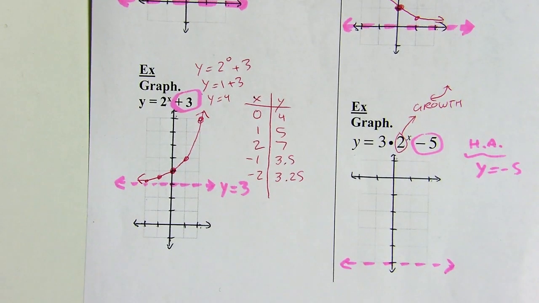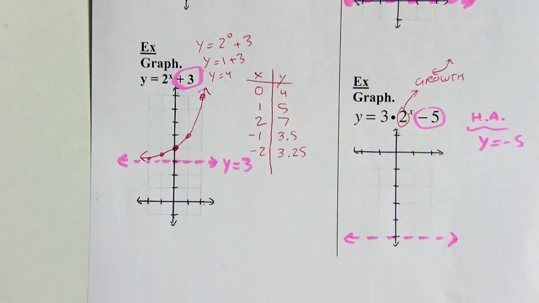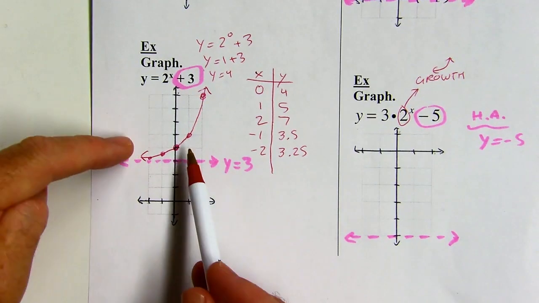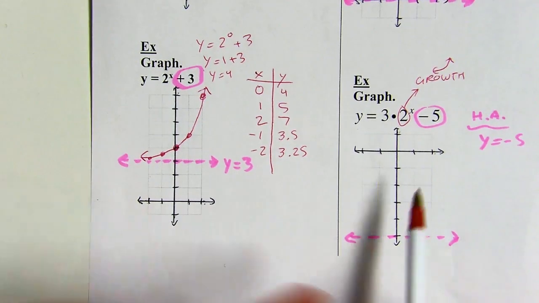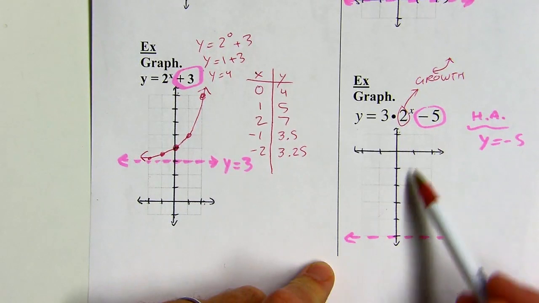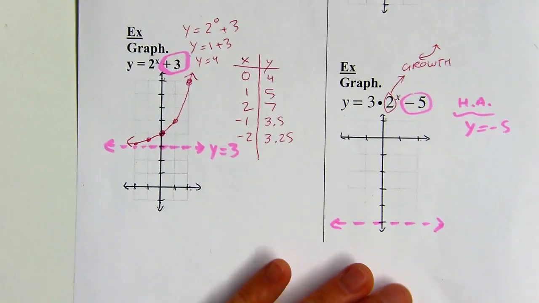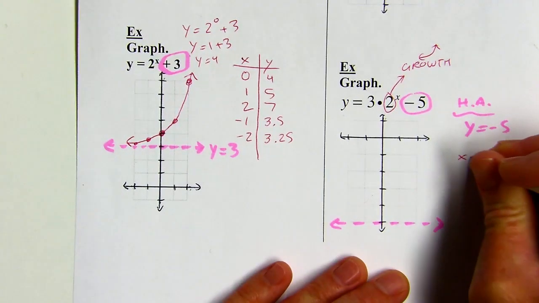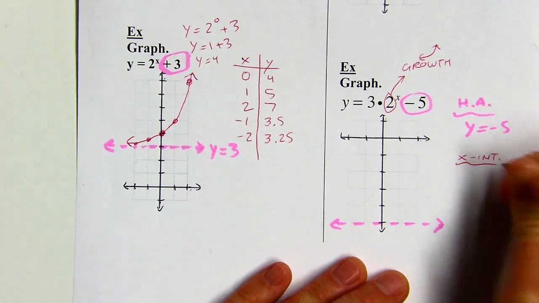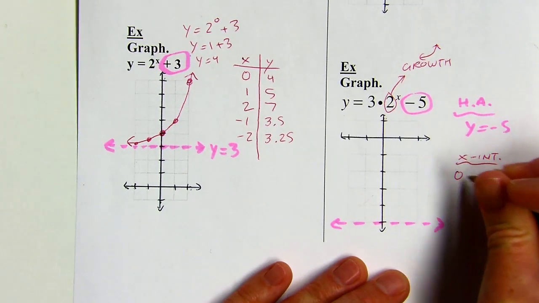So the 2 points that I usually use are the intercepts, okay? Now this equation didn't have an x-intercept, but this one should have one because it's going to go like that. So it should have an x-intercept and a y-intercept. So let's go ahead and find both of those. So if I want the x-intercept, I'm going to plug in 0 for y.